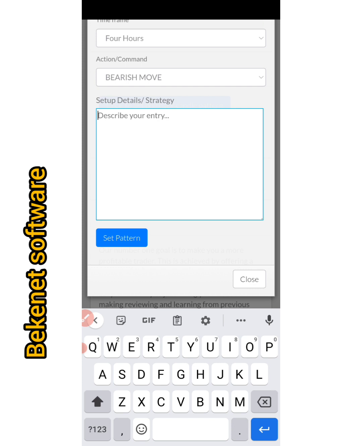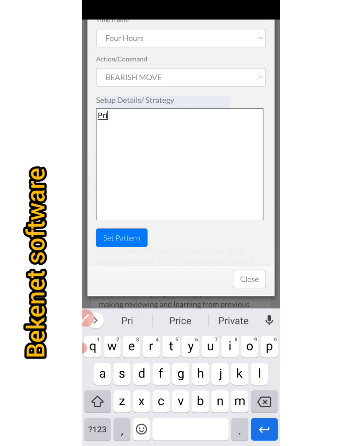I'll just click: price is coming from a support, or price is trending. Just a little description, so that when this alert comes, you'll be able to know what you're doing. Price is coming from a strong resistance. I'll now set my alert.